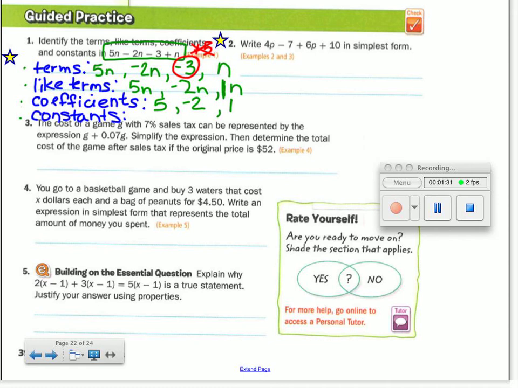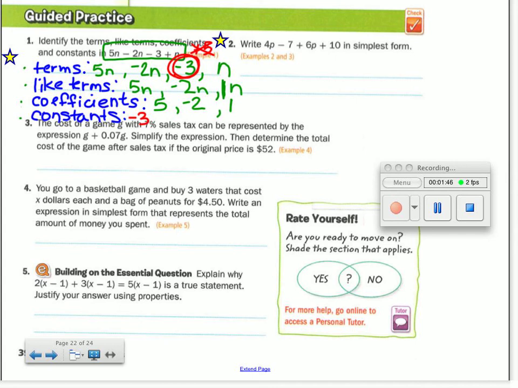The last one is constants. Constants are your numbers without a variable. There was only one number without a variable, and that was this minus 3 or negative 3. You are done. You're not solving anything more. You just have to list everything.